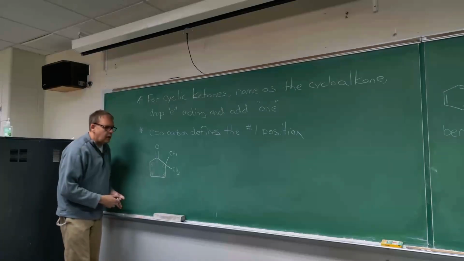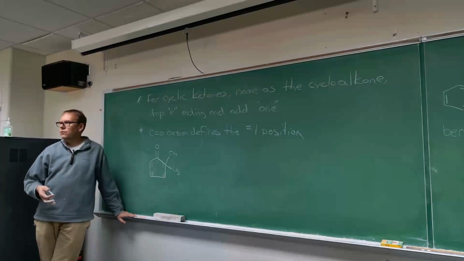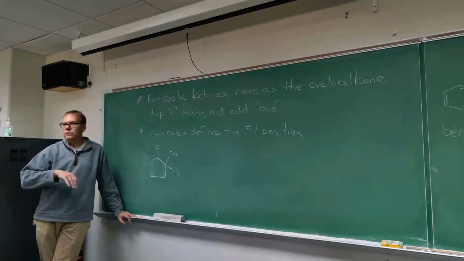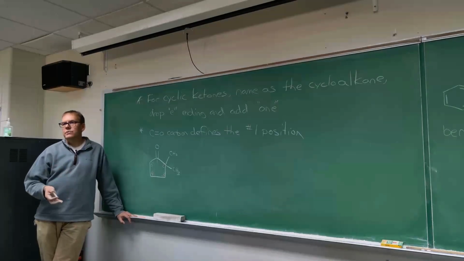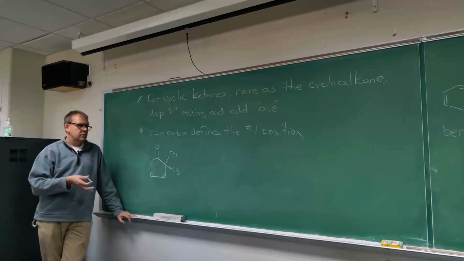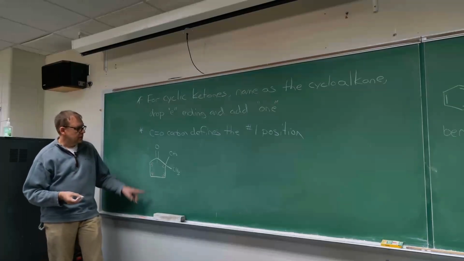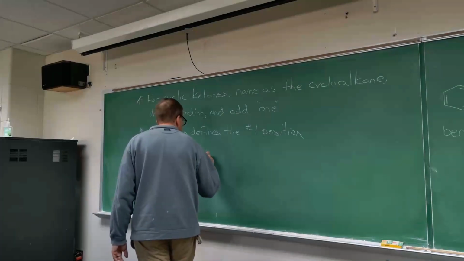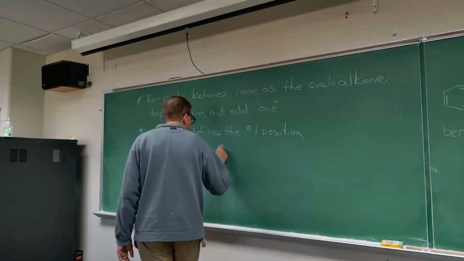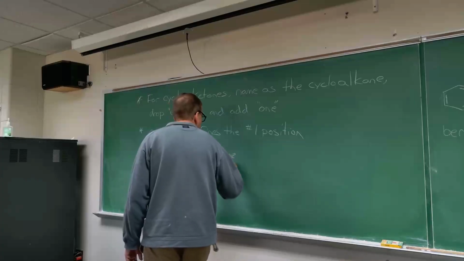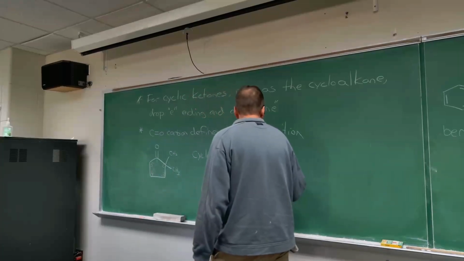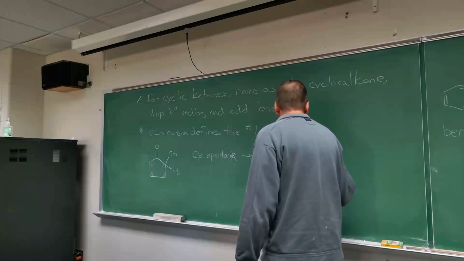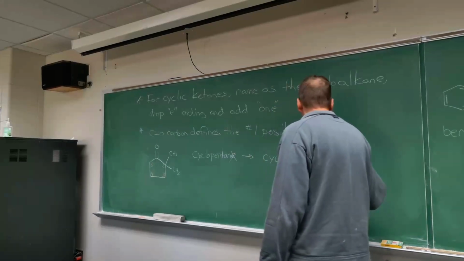It's very similar to how we number a lot of different rings. You have two options. You can either number clockwise or counterclockwise. Go the way that gives you the lowest number to the substituent, or substituents in this case. So the parent name would be a cyclopentane. You get rid of the E, and it becomes cyclopentanone. That'd be the parent name.